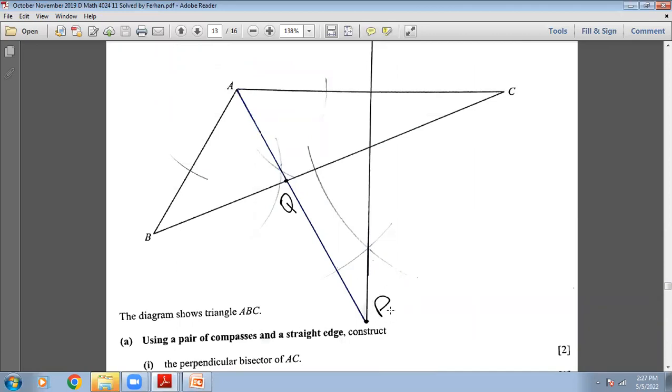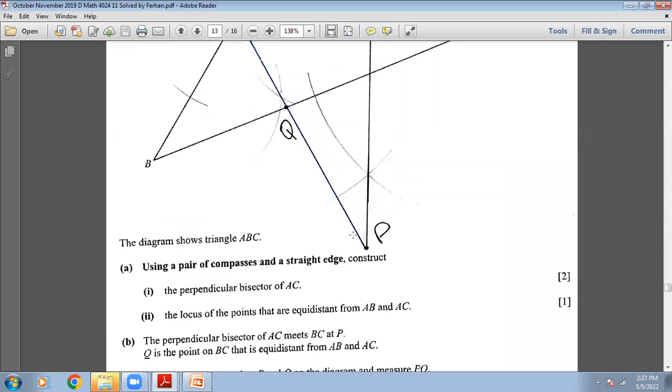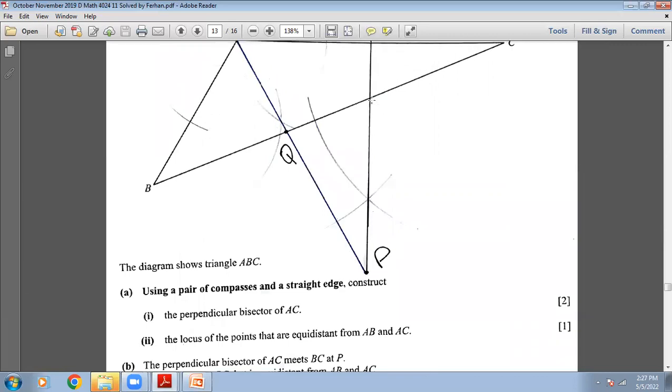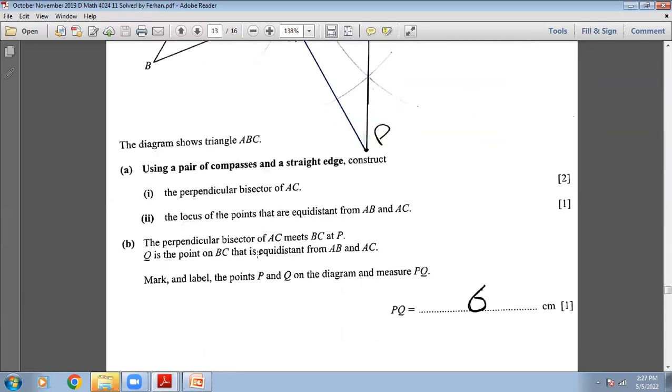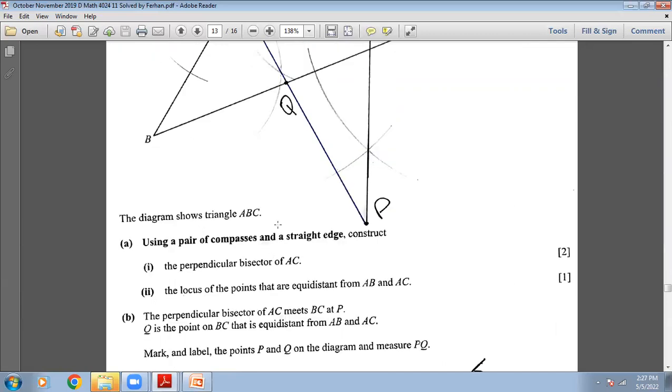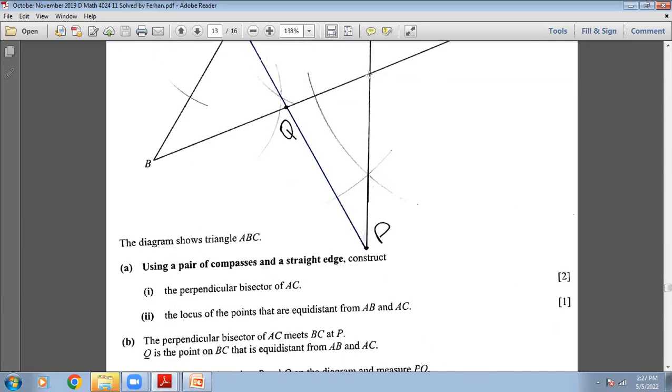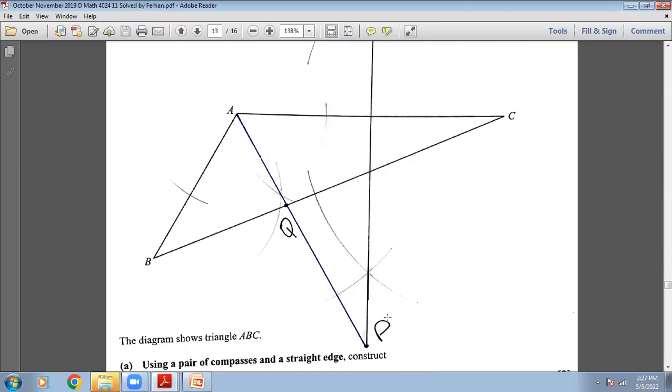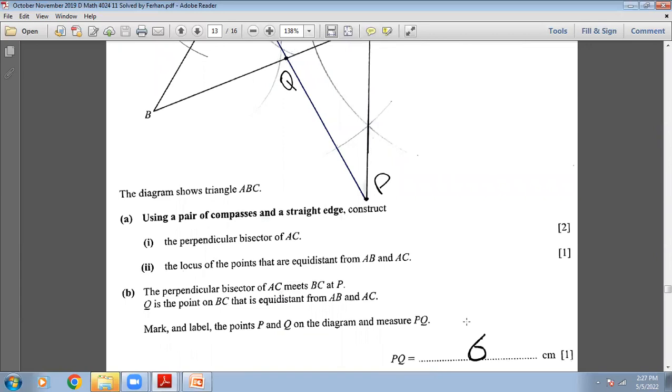By mistake, I wrote P here. This P is supposed to be here, I think. Okay, I made a mistake. The P is here, right, P, not here. And he says the Q is the point on the BC that is equidistant from AB and AC. Q is this point. So P will be here. This is not the P. The P will be here and the Q will be here. And then with the scale, measure how much is this length. This will be not 6 centimeter.